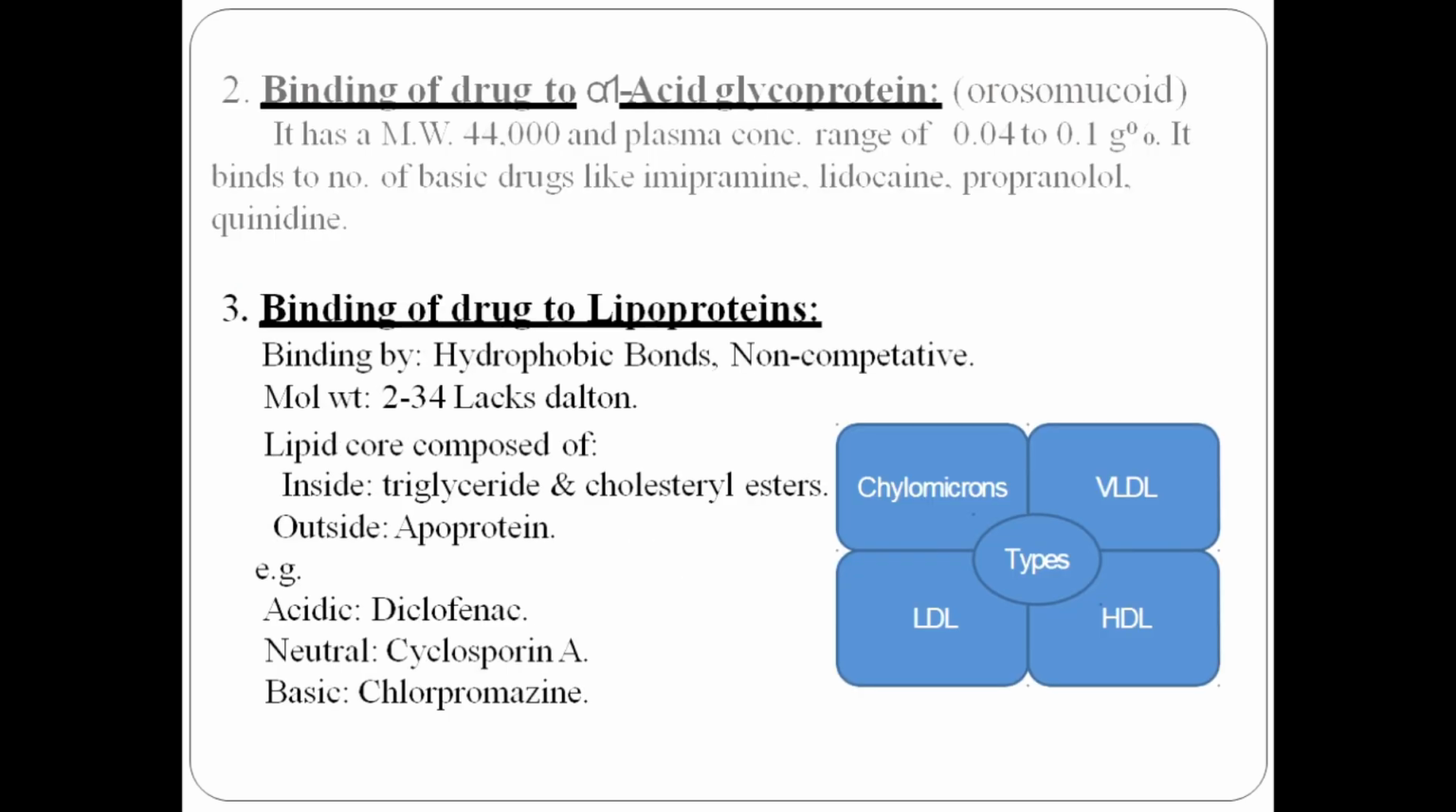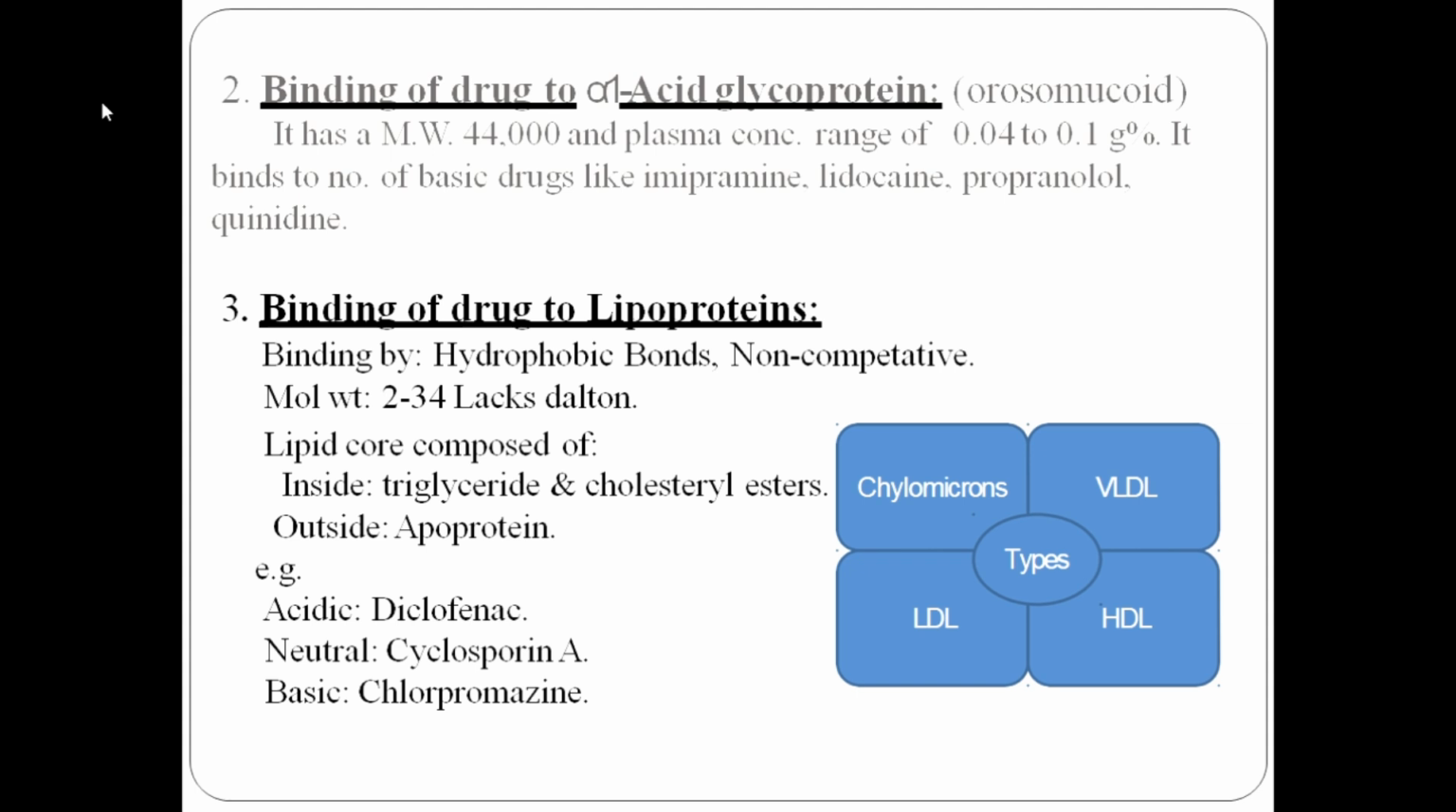Next is binding of drug to alpha-1 acid glycoprotein. It has a molecular weight of 44,000 and alpha-1 acid glycoprotein binds only basic drugs like imipramine, lidocaine, propranolol, etc.